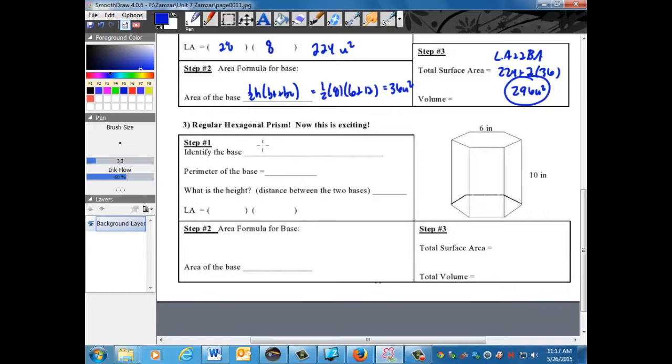Alright, rectangular hexagonal prism. Now this is exciting. Alright, I'm glad our notes think so. Identify the base. Our base is a regular hexagon. So right off the bat, we know that to find the area of a regular polygon, area is equal to 1/2 a times p.